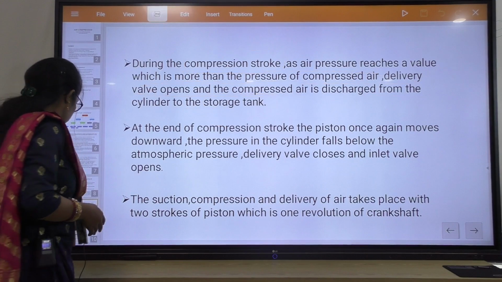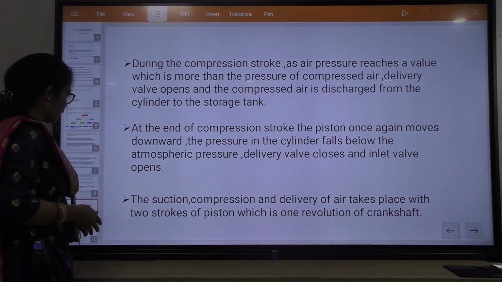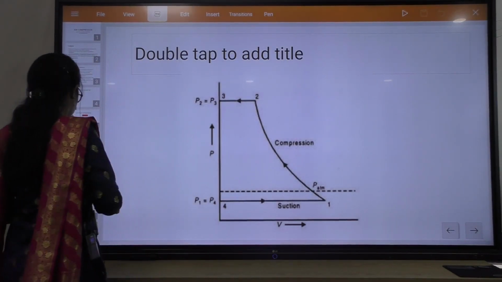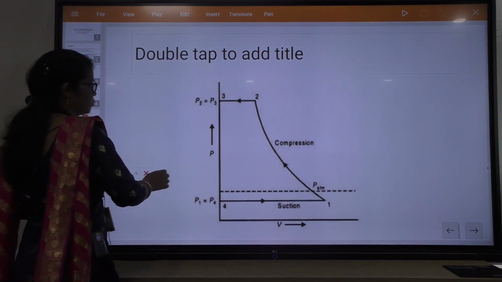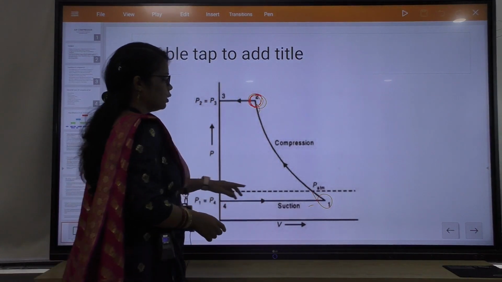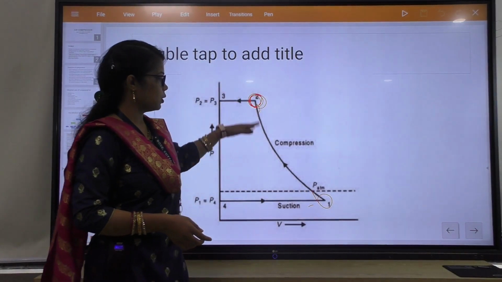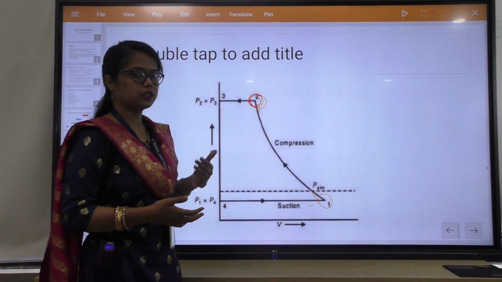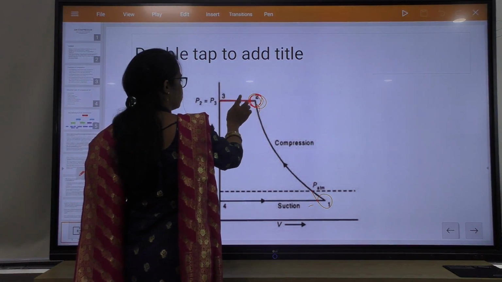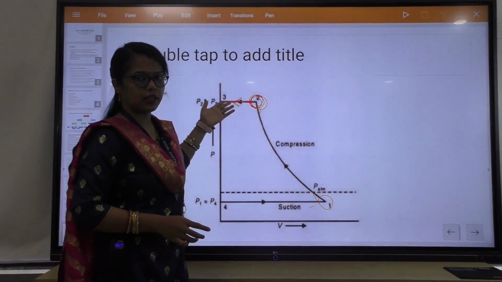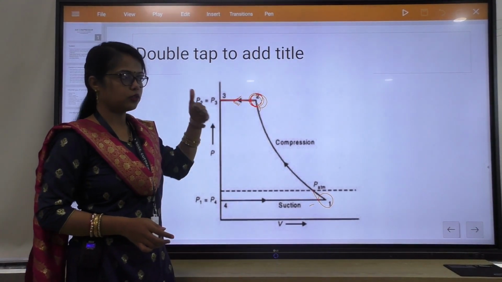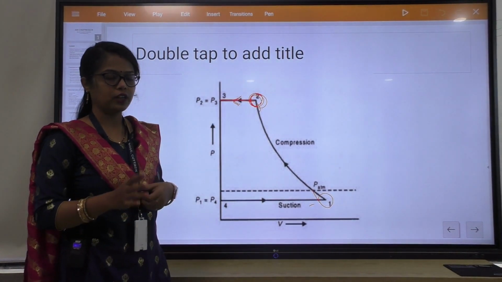I have shown you in this diagram, in this graph, up to this point, compression will happen from 1 to 2. During this compression process, the air pressure increases, and after that the delivery valve will open. What is the 2 to 3 process? The 2 to 3 process is the discharge of the air to the storage tank. Discharge of air from the cylinder through the outlet valve to the storage tank will happen.